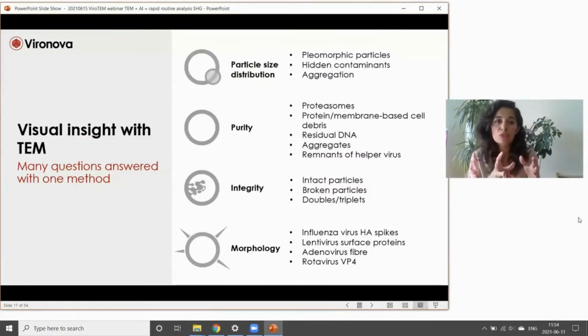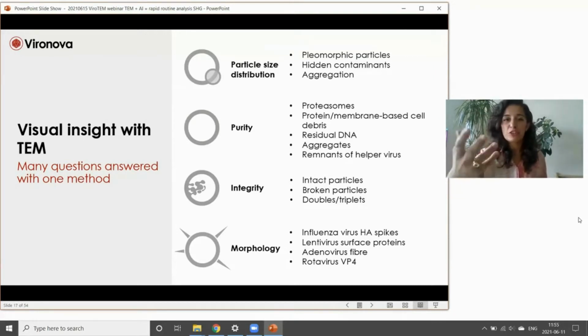So those are just a few examples of the visual insights that you can obtain with TEM, and there are many, many more. This is really versatile, and I'm happy to discuss this with people if you are working on something. If you've got some questions about measuring purity in particular, or let's say, do you have any residual DNA and so on, we're happy to have a discussion and show you some examples of this.